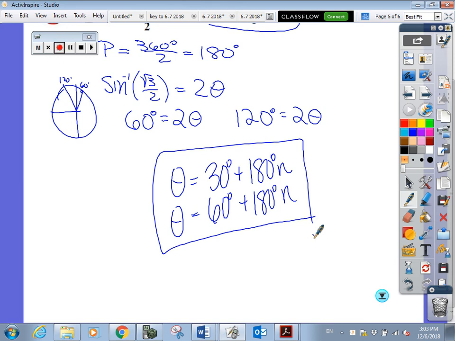Remember, the other time you write general solutions, if it doesn't ask, is when the domain is negative infinity to infinity, because there's no way for you to write all answers from negative infinity to infinity. General solutions are the way to do that.